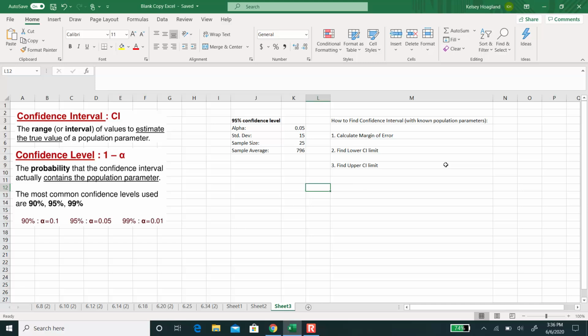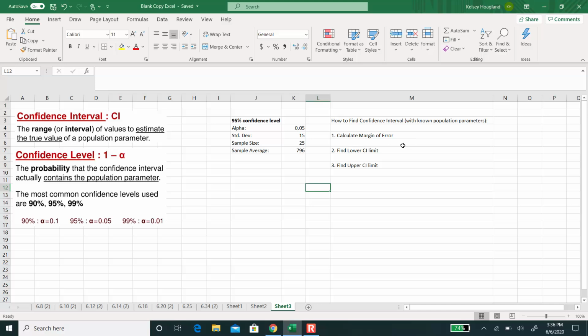So now here are 3 steps that you can use to find a confidence interval when you know the population parameters. So right here we have all the population parameters. It's a 95% confidence interval, so the alpha will be 0.05. So that's shown right here when it's 95%, alpha is 0.05, and what alpha is for the other more common ones. The standard deviation is 15, the sample size is 25, and the average is 796.